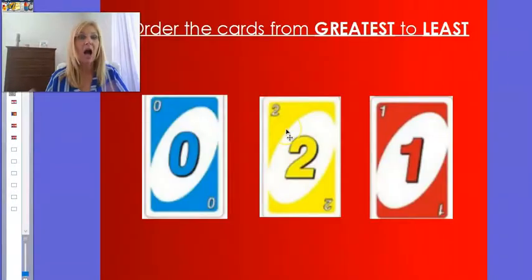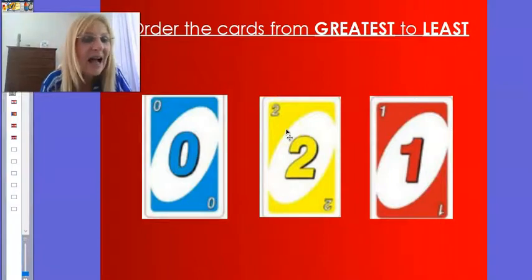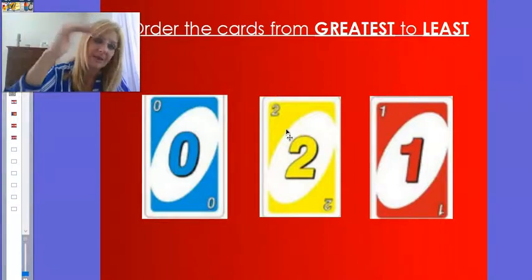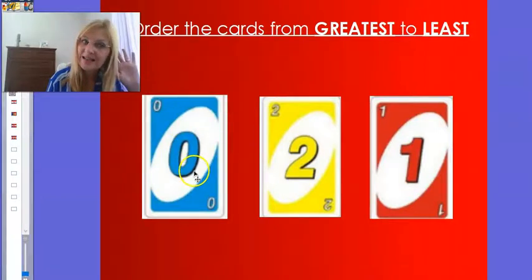All right. Uh-oh, we're changing it up a little bit. This time, we're going to do it opposite. We're going to go from the biggest, which is greatest, to the least, smallest. So, we have Uno cards again. We have what number? 0. What number? 2 and 1.